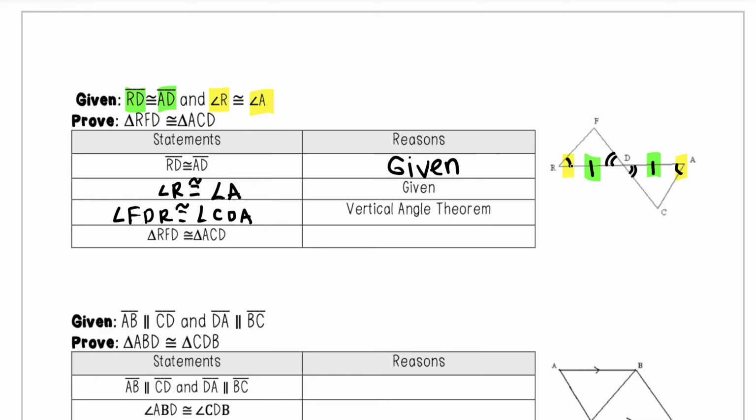So now looking at our picture, why can we say that these two triangles are congruent? Well, we have two angles and the side in between them that's included that are congruent. So this would be because of the angle side angle theorem.